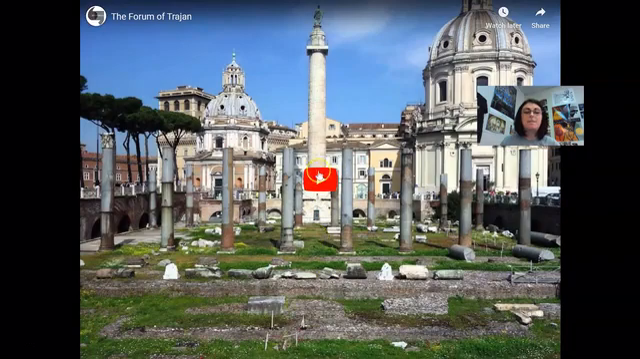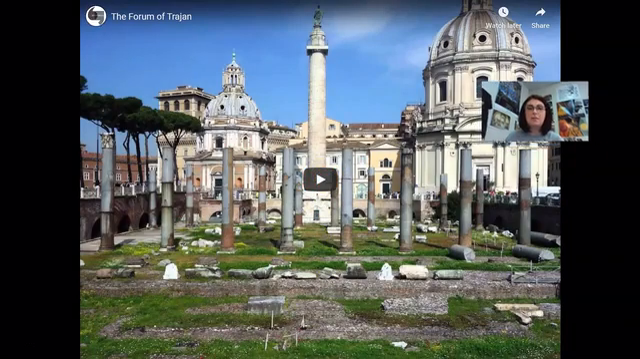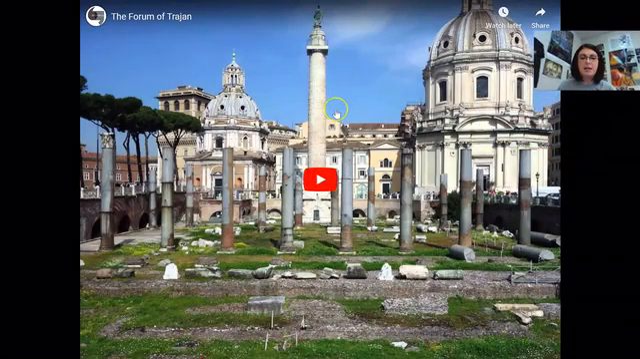Okay, so this is a picture of, and you can see it's actually a video I'm going to show you, of the column of Trajan, which would have sat right in the middle of this. So let's take a look for a second.